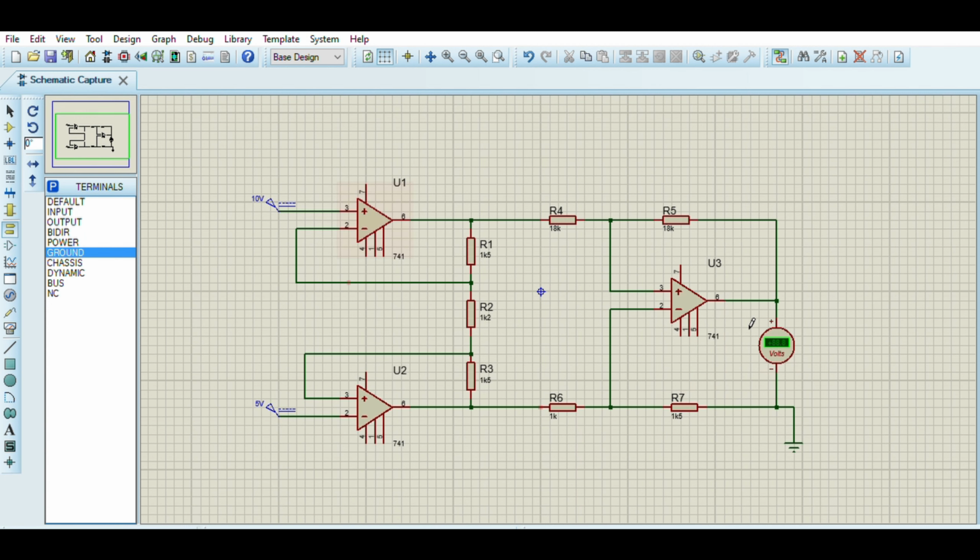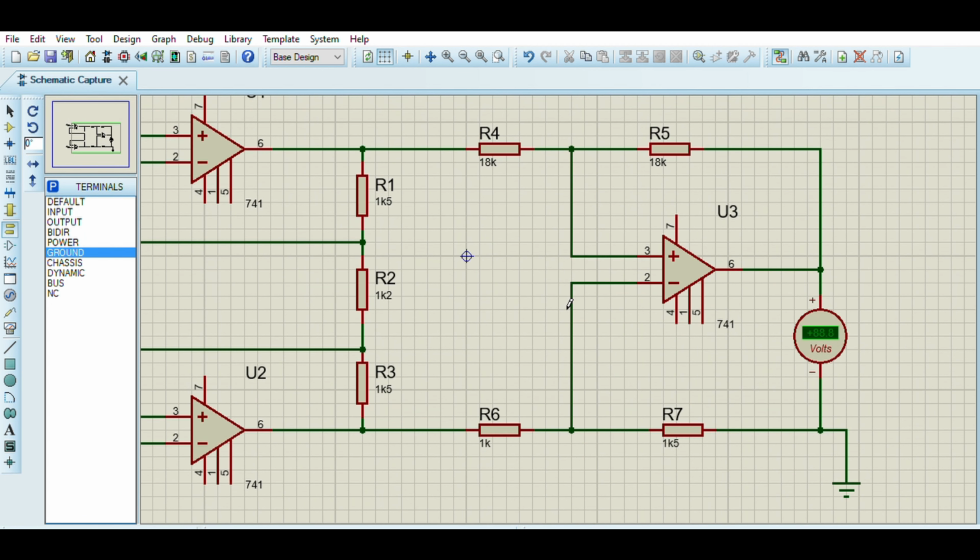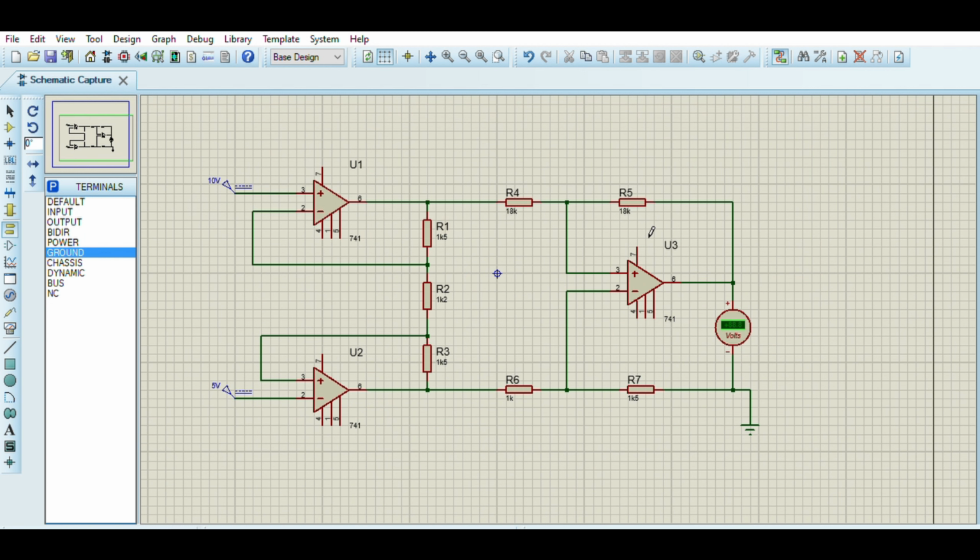So after that, we can find the value for output voltage by running the circuit. So the value for the output voltage is equal to negative 17.6. It is the same with the calculation method. So this is the value for the output voltage, negative 17.6.